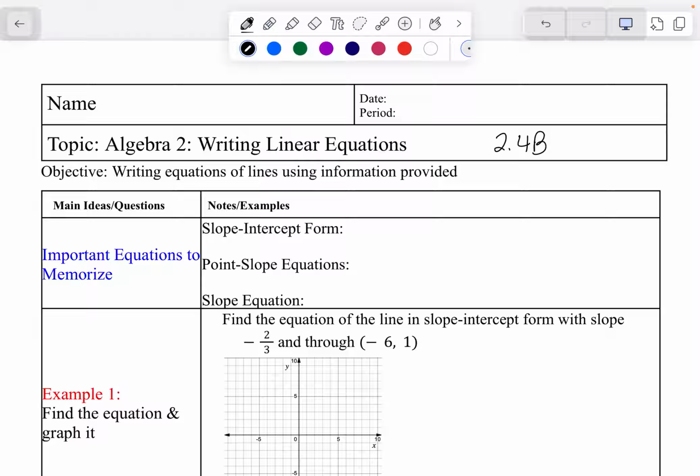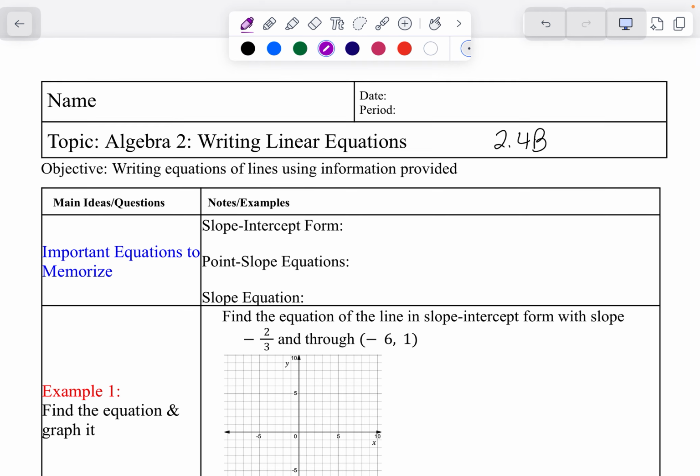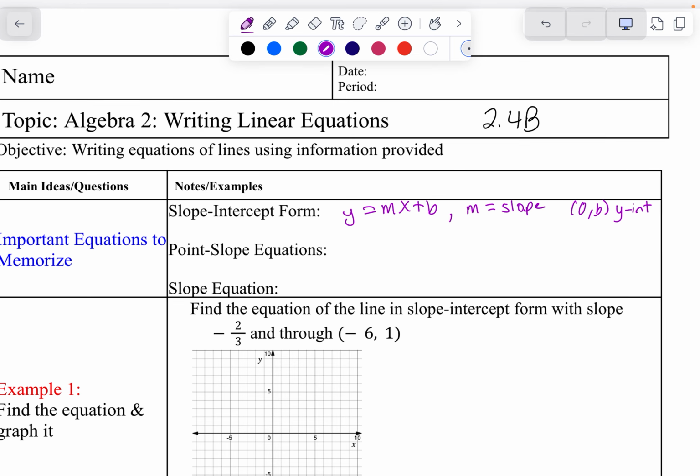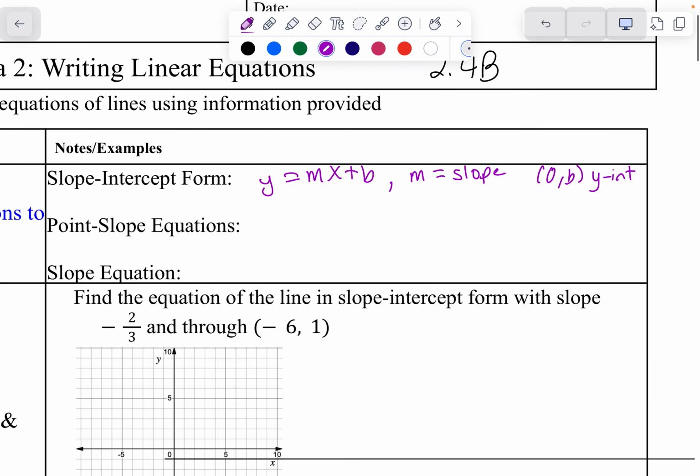Okay? So there are some equations you have to have memorized, please. One, which most people are very familiar with, is y equals mx plus b. Remember, m is your slope and b is your y-intercept. Okay? So there are three equations you want to memorize. First, slope-intercept form. Most of you have that in your head, y equals mx plus b.